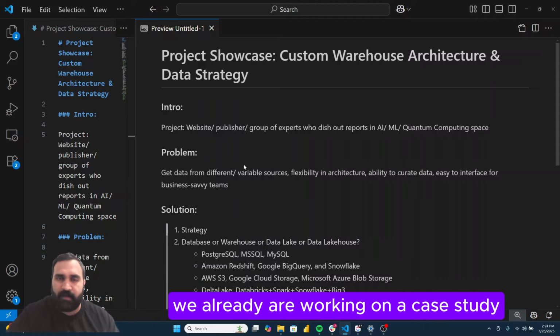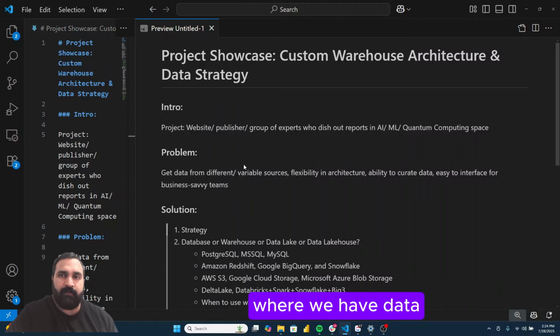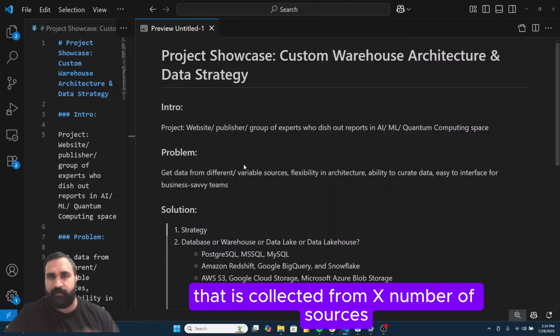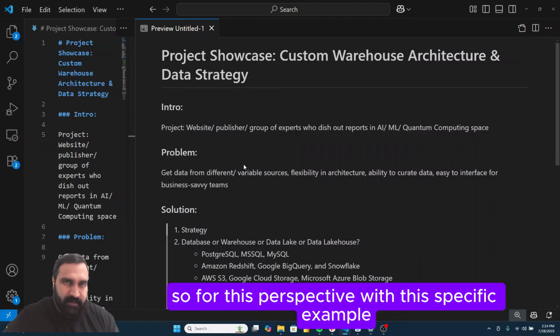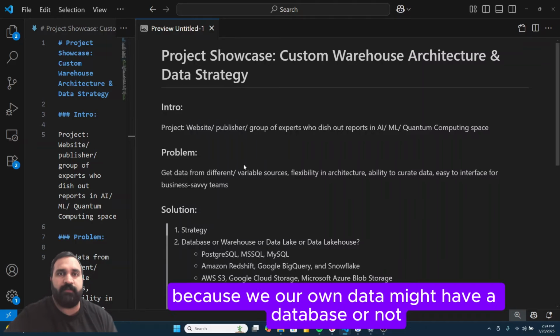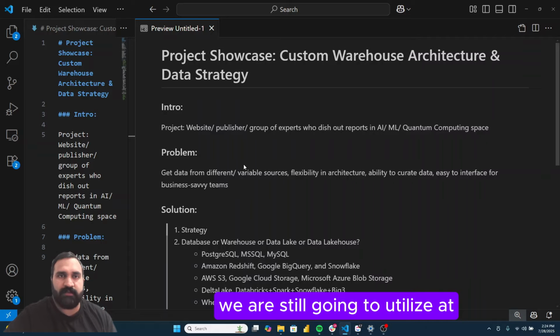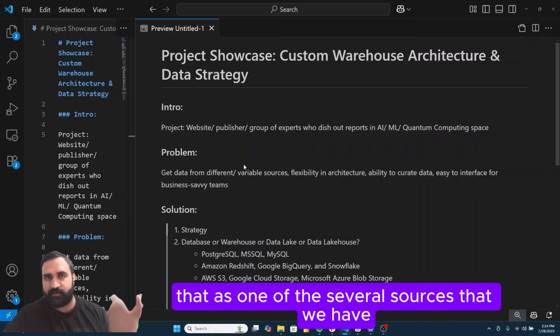We already are working on a case study where we have data that is collected from X number of sources, and we are making a knowledge hub, a portal. So, with this specific example, because our own data might have a database or not, we are still going to utilize that as one of the several sources that we have.